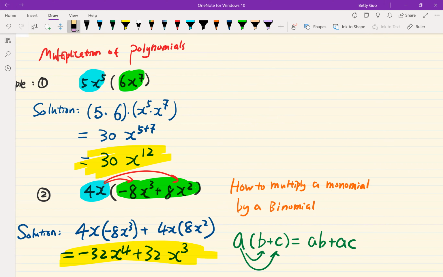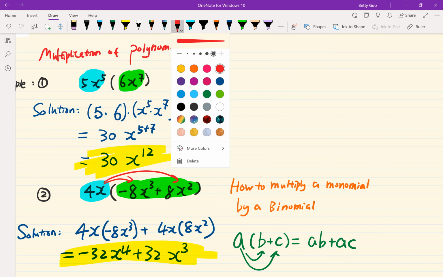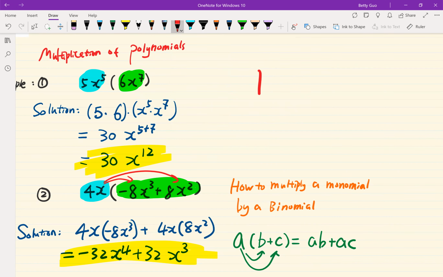Look at the first problem. How many terms in the monomial? Monomial, think about one term, right? Okay. How many terms in the green? One is a monomial, right? What is 1 times 1? 1. And that's how many terms in the product.